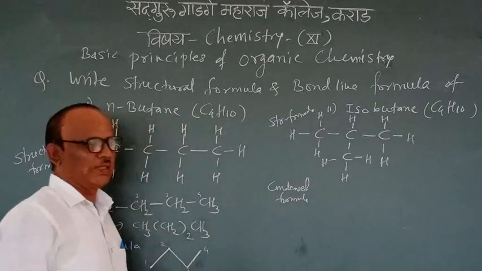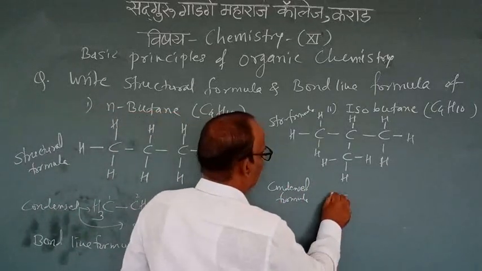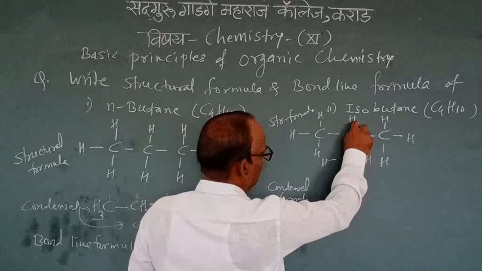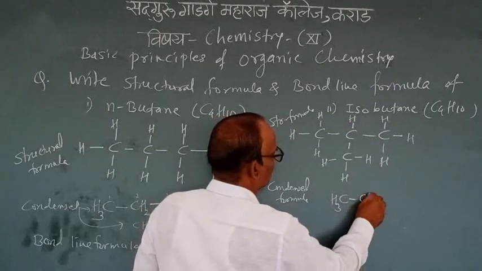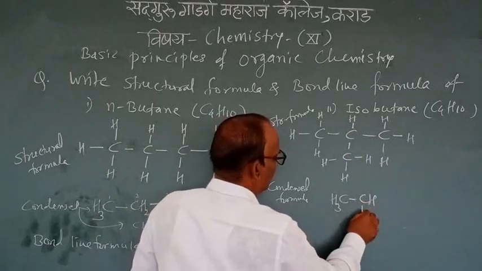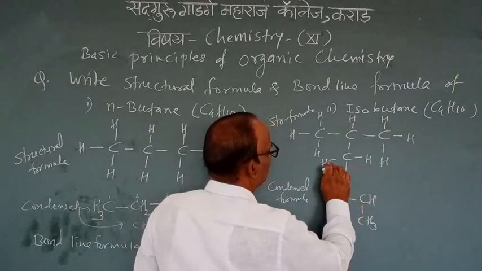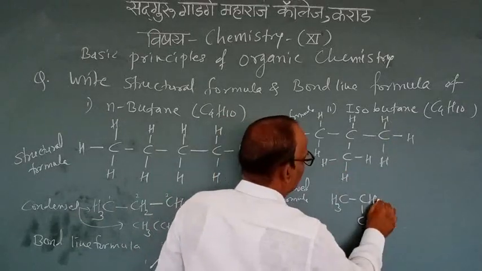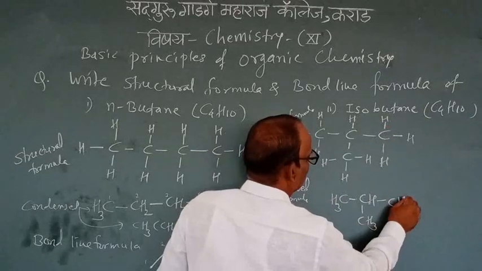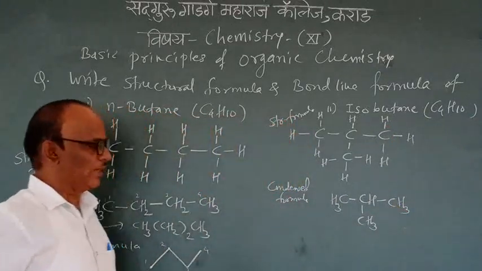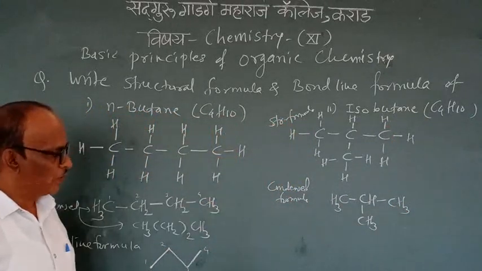These hydrogen atoms are grouped together, then it becomes CH3. This is CH. Then the branch chain is also CH3, 3 hydrogen atoms. The last carbon is CH3. So this is a condensed formula of isobutane.